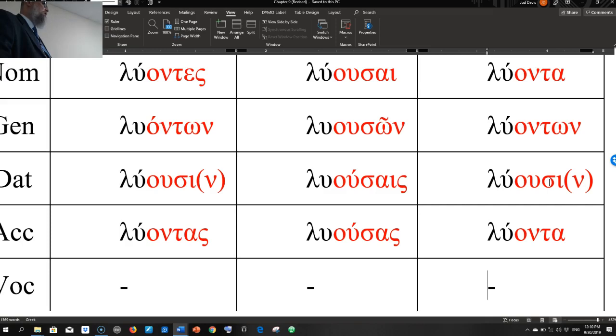How do you make any future? You put sigma in front of the other. So if I wanted to turn this into a future participle, what's the only thing I would have to do? Put a sigma in front of it, and it's become a future participle. In front of the ending? Or in front of the ending. So ontos would be painting, santos would be being about to paint.